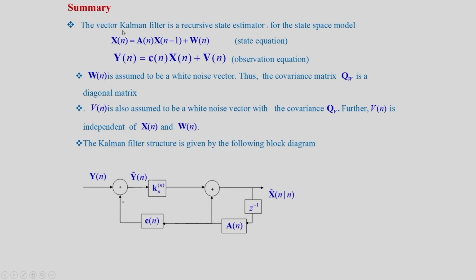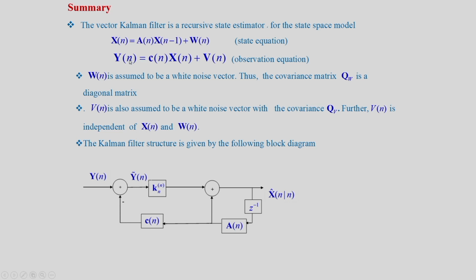Let us summarize the lecture. The vector Kalman filter is a recursive state estimator for the state space model. This is the state space model: Xn is equal to An into X n minus 1 plus Wn. An is the state matrix or system matrix, Xn is the state vector, and Wn is the process noise vector.